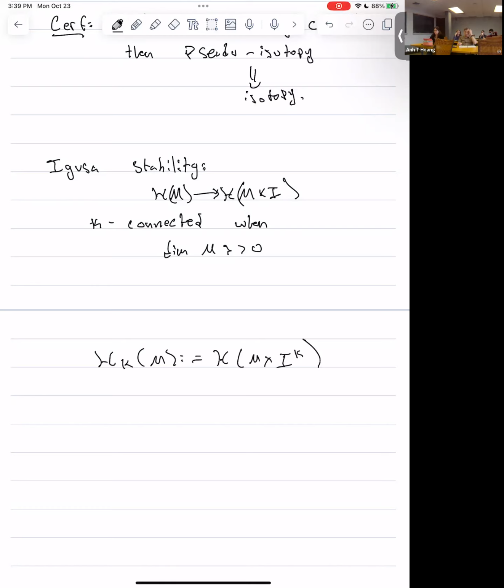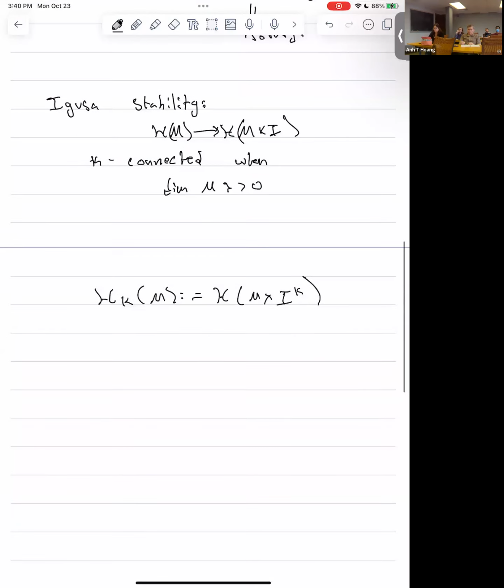And if we can understand the homotopy groups of this space, it sheds light on the homotopy groups of the usual H cobordism space in what's called the stable range, or the Igusa stable range. Okay, so I'm going to call H infinity of M the stable, let's say, pseudo-isotopy space.